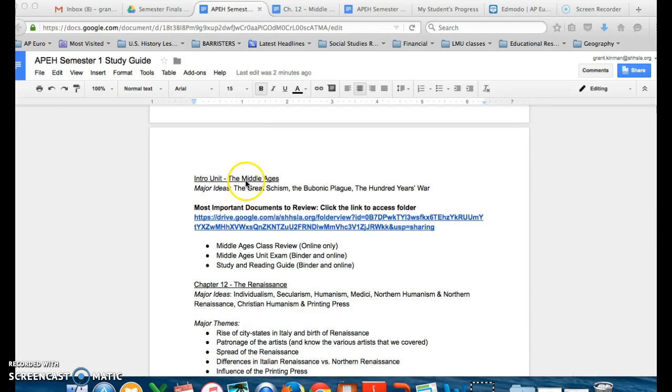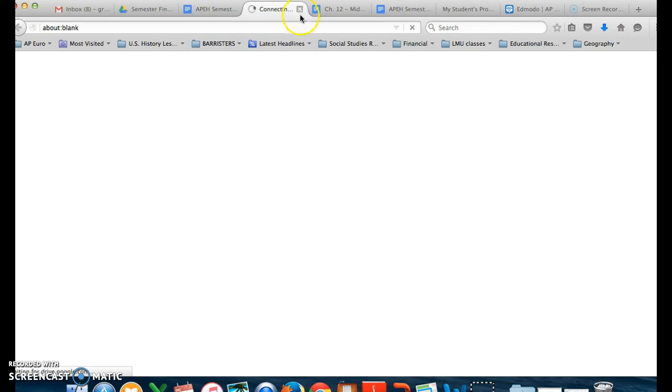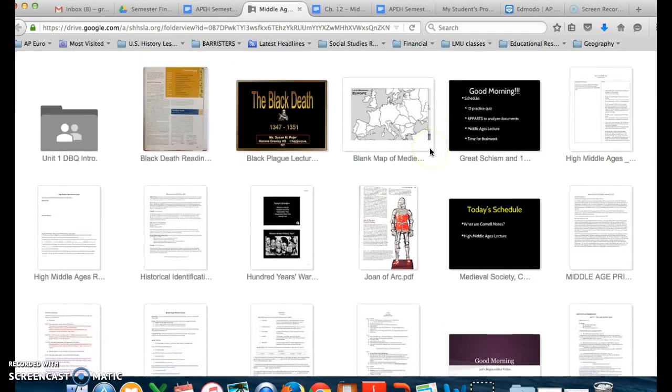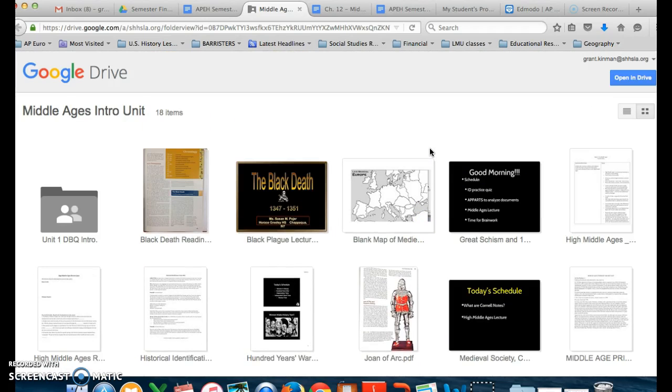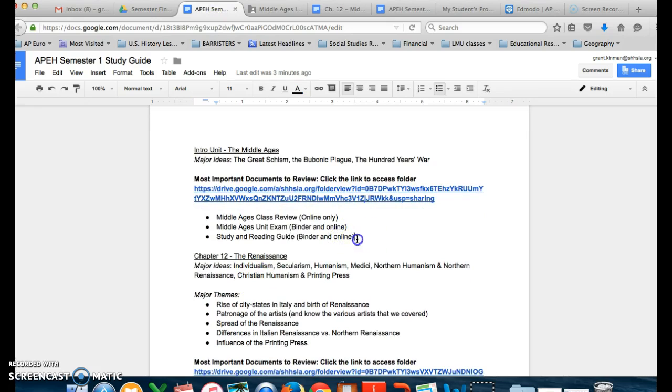So let's take the intro unit, the Middle Ages, for example. First thing you're going to want to do is pull up these links. This is going to take you to all the documents for this unit, in a shared folder. In this shared folder, which you want to open in Drive, it becomes your own, and you have access to all these documents. So do that first.